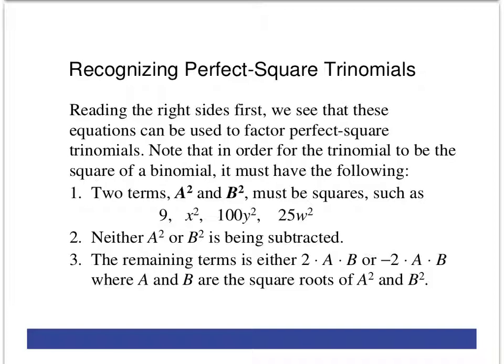Neither a squared nor b squared is being subtracted, and the remaining term is either 2 times ab or negative 2 times ab. We're going to talk about where the a and the b are the square roots. We're going to work on that.